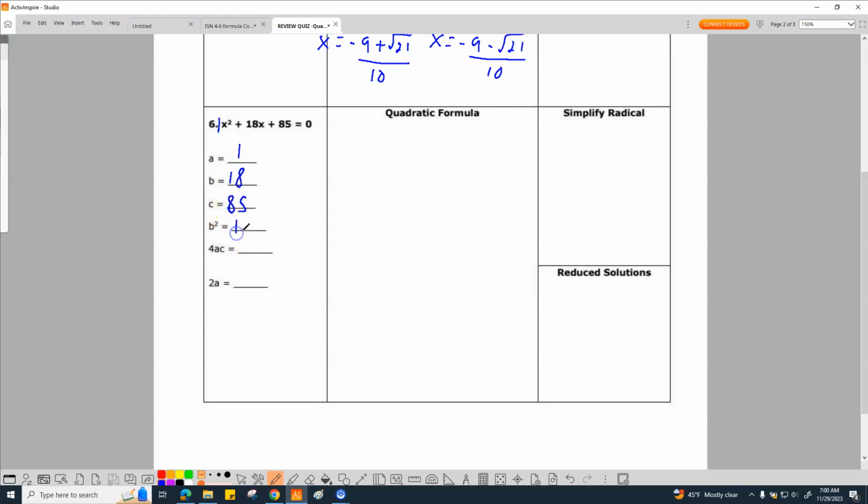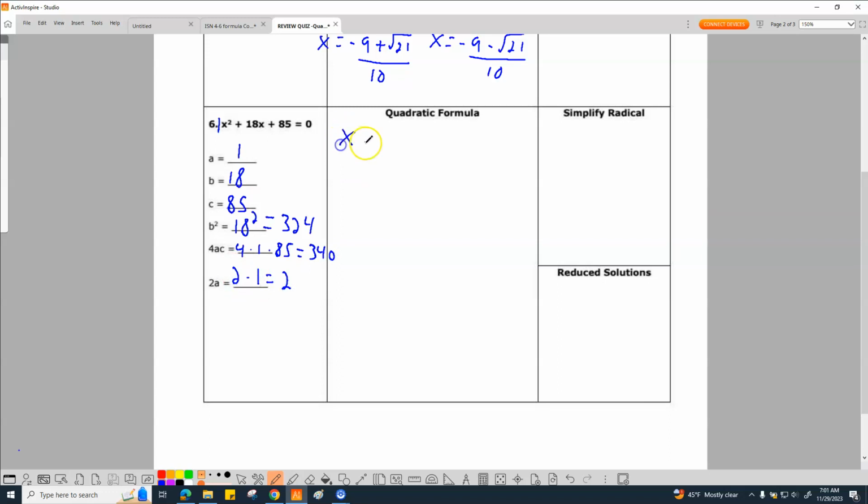B squared, which, hold up, I should know that by heart, but I don't. Let me push pause and figure it out. Is 324. I had to use Desmos. 4 times a, which is 1, times c, which is 85. I'm going to do that on the calculator. Hold up. That is 340 when it's all said and done. And then 2 times a is just 2.